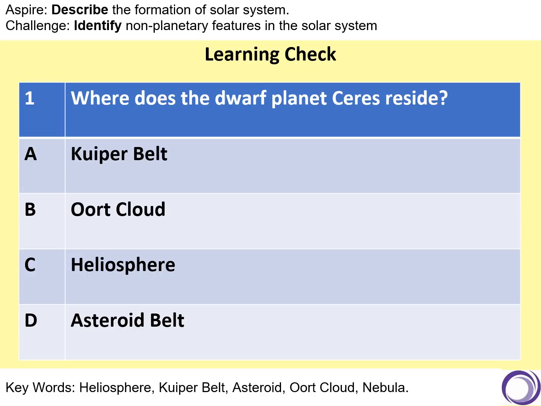Where does the dwarf planet Ceres reside? A. Kuiper belt, B. Oort cloud, C. Heliosphere, or D. Asteroid belt? Next question. Which feature is the furthest away from the Earth? Is it A. the Kuiper belt, B. the Oort cloud, C. the Heliosphere, or D. the Asteroid belt?